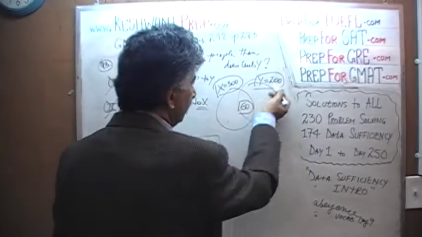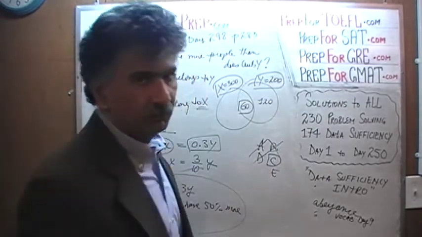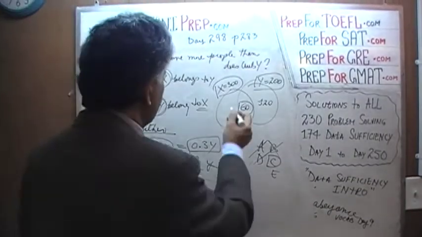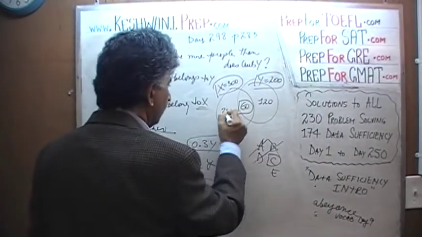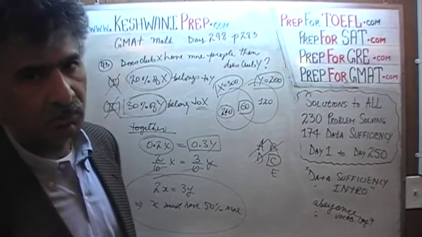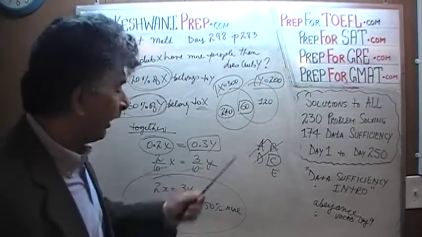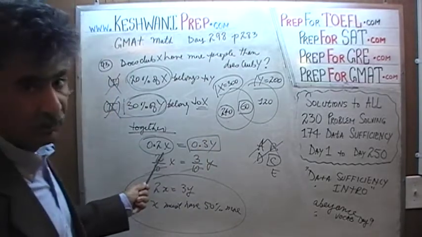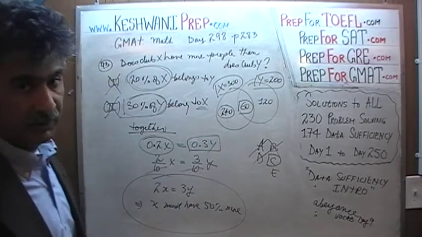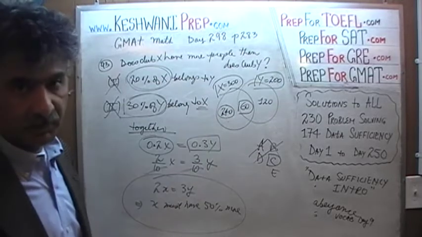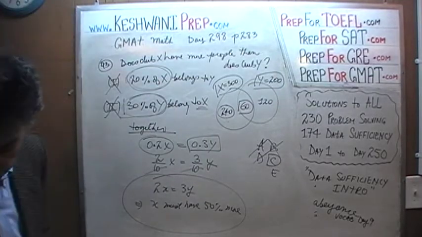So this is 60, and there are 120 people who belong to only club y, and you subtract 60 from here, we get 240. And there are 240 people that belong to only club x. And 60 people belong to both of them. But that's a scenario where 20% of one equals 30% of the other. And of course, x is bigger. Let's go to the next one, shall we?